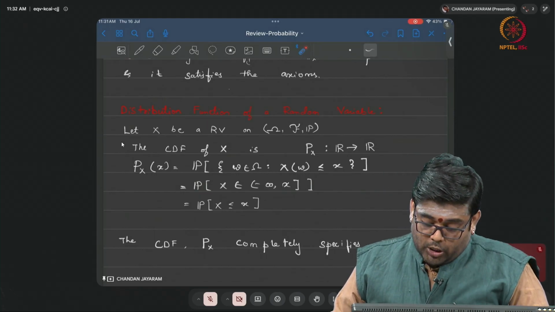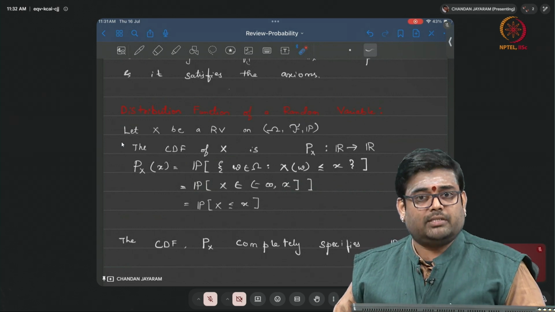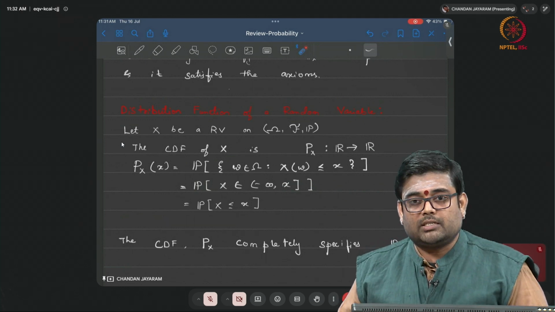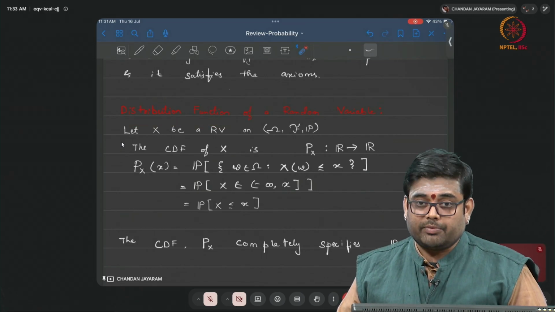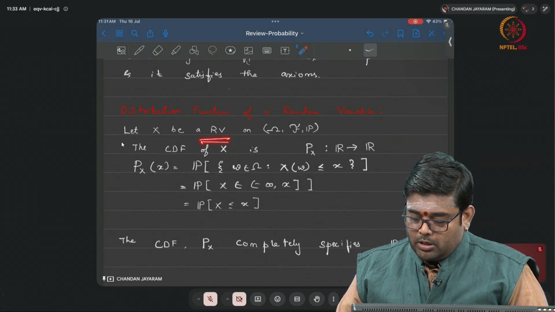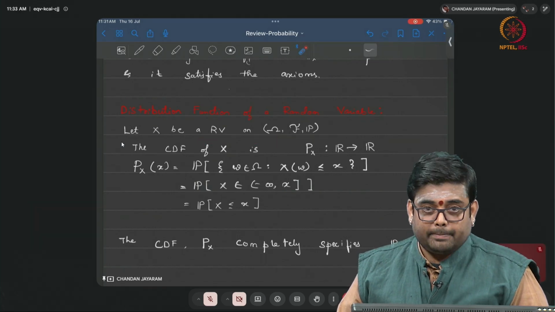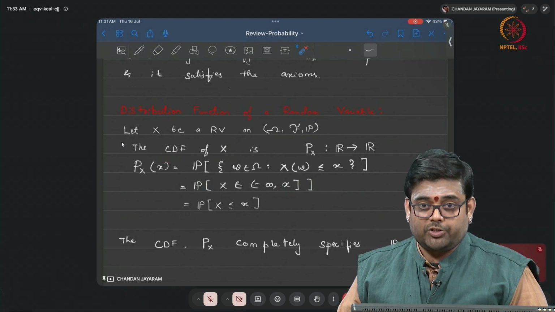Good. So now let us look at a couple of important functions that are involved whenever we discuss random variables. The first one being the distribution function of random variables. Now let X be a random variable on the probability space (Omega, F, P). Now we define the CDF, the cumulative distribution function.